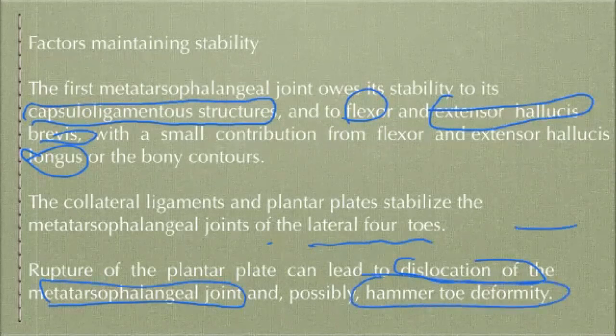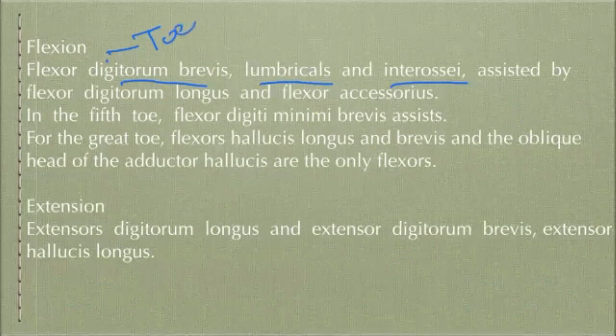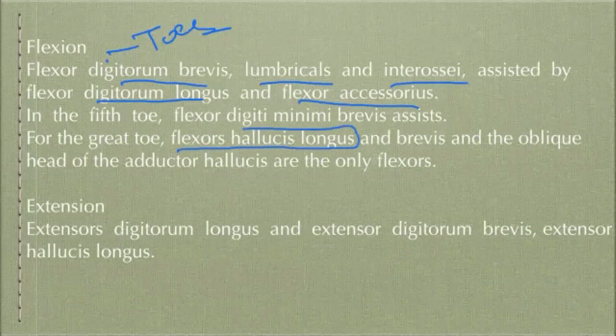So the most important structure is the plantar plate, a thickened capsular ligament, right? Flexion is by the flexor digitorum brevis, lumbricals and interossei. That means flexion of the toes, right? Assisted by flexor digitorum longus and flexor accessorius. In the fifth toe, flexor digiti minimi brevis, and for the great toe, flexor hallucis longus. You all know these muscles and their functions.